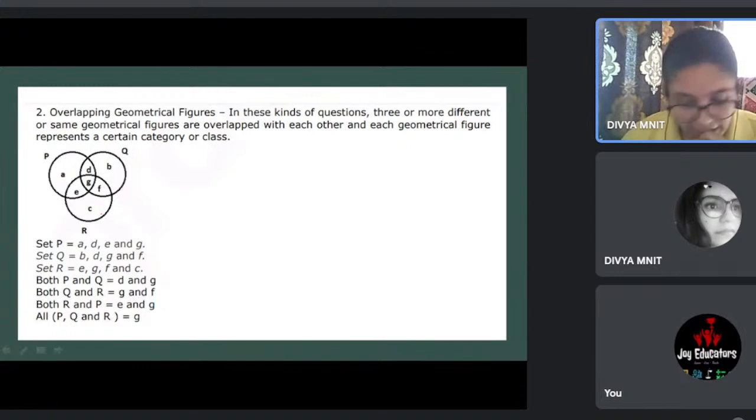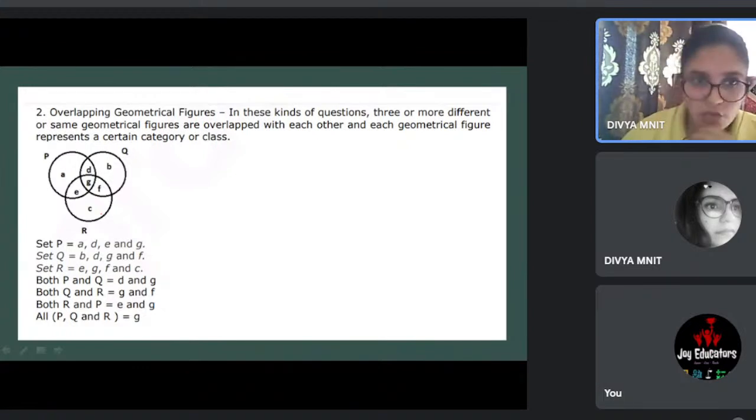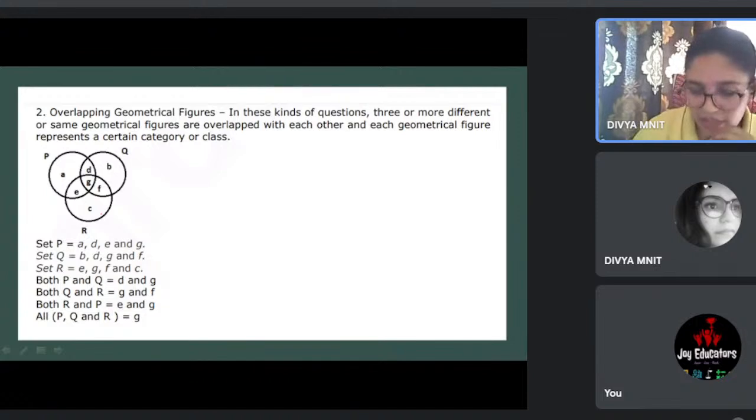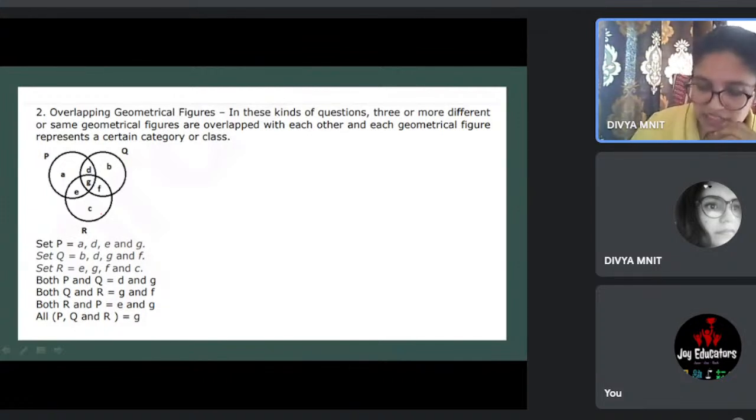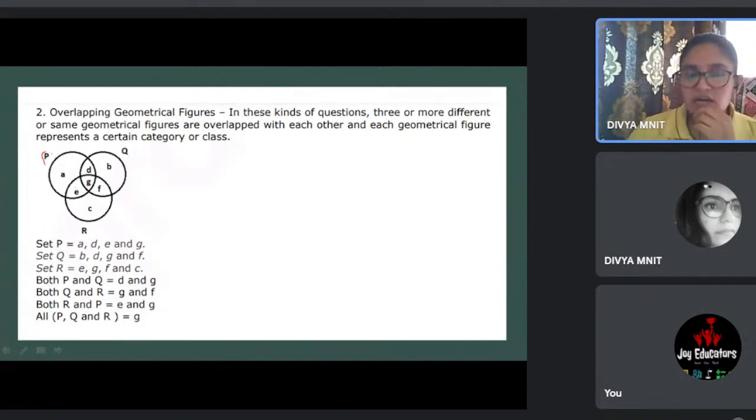And the second type is this type. I already told you there are two types. The first type is where they give us three to four words, and the other is statements, like complete A lie in B, and some A lie in C. The second type is where a figure is given to us, and they tell us that P is a teacher, Q is a doctor, and R is a lawyer. Let's take the example.